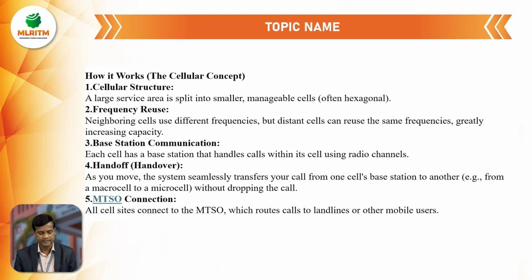The next one is base station communication. Each cell has a base station that handles calls within its cell using radio channels. Base station means what? It is a network tower. Through that only we are communicating with a number of telephones, through the frequency or the radio signals. And the next one is handover.